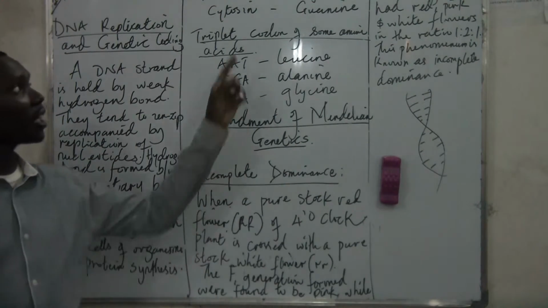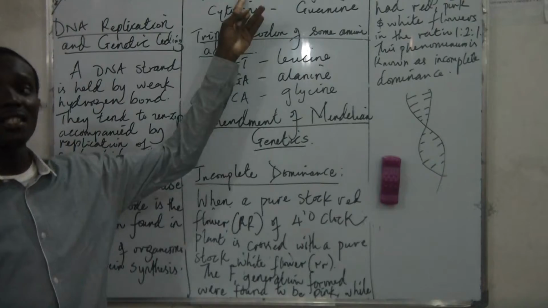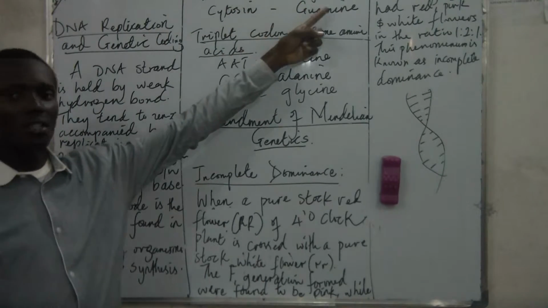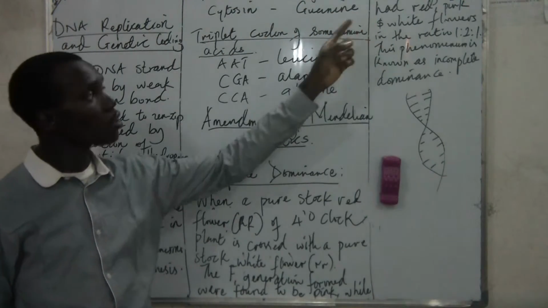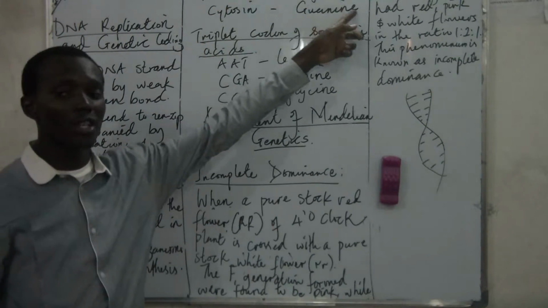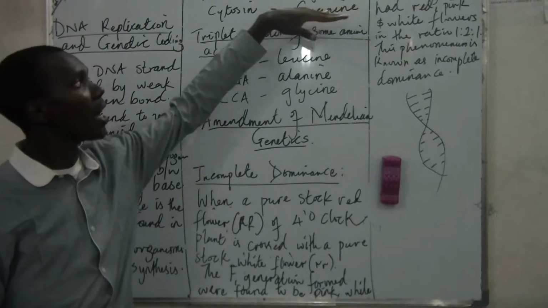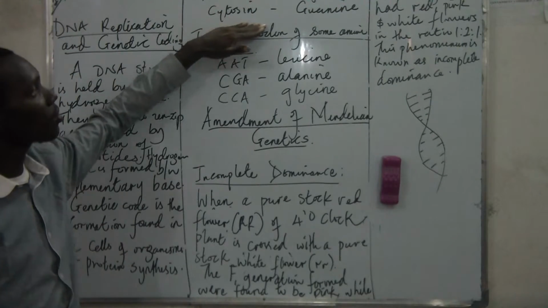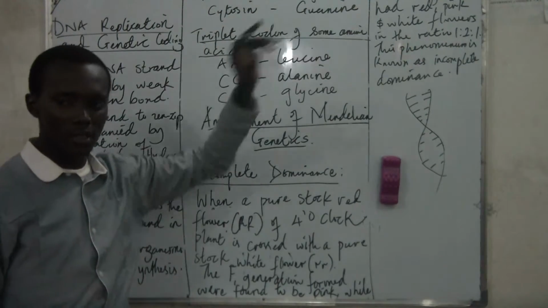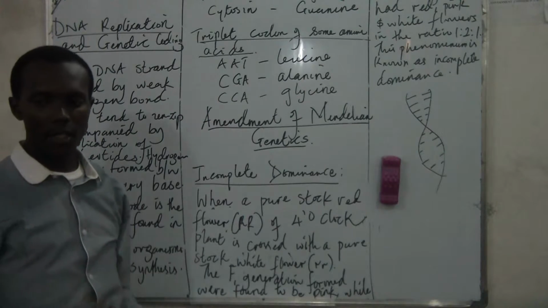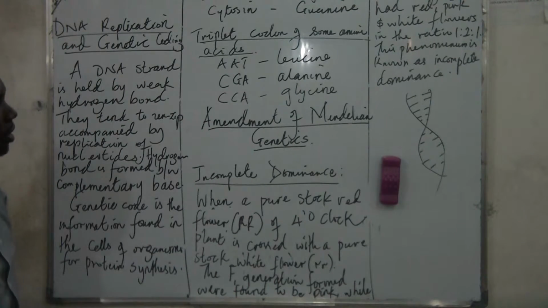So if we look here, you find out that adenine, anywhere you find adenine, combines with what? Thymine. Okay? So we call these what? Complementary strands. So what's the complementary strand for adenine? Thymine. And that of cytosine is what? Guanine. So they combine together in a particular DNA strand.